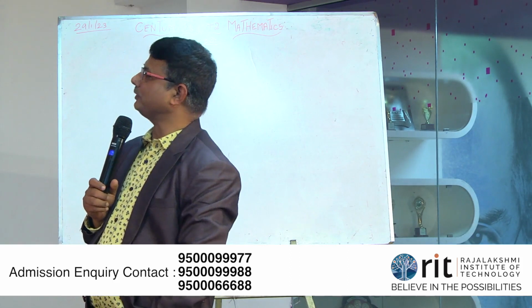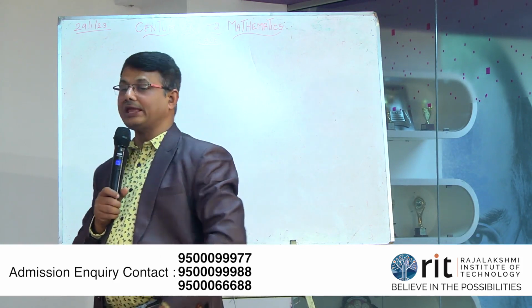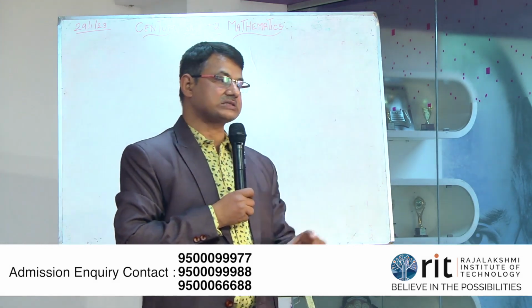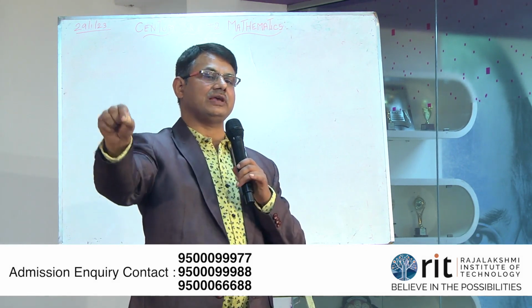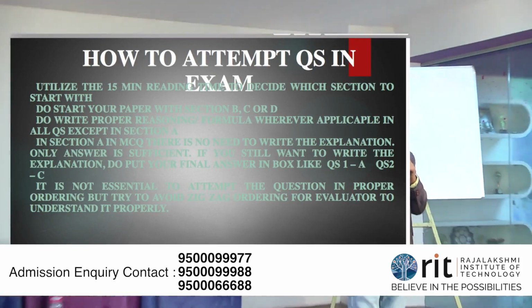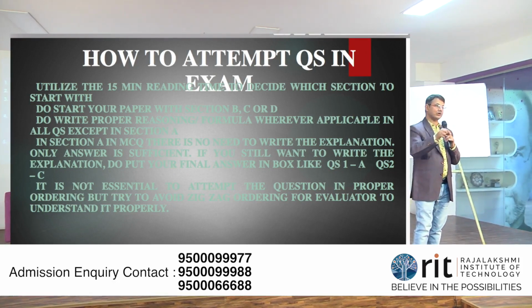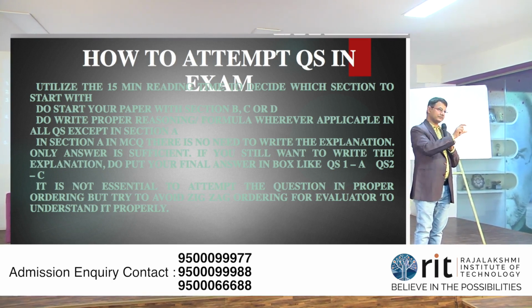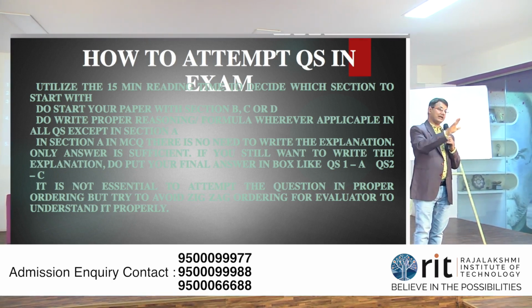Do write proper reasoning and formula wherever applicable in all questions except in section A. CBSE doesn't require a solution in part A. So you simply write question number 1, answer is A, question number 2, answer is B. CBSE is going to give you full marks regardless of whether you solve or just reach the answer A or B. CBSE never asks. If you solve all the questions in section A, that will be an added advantage.